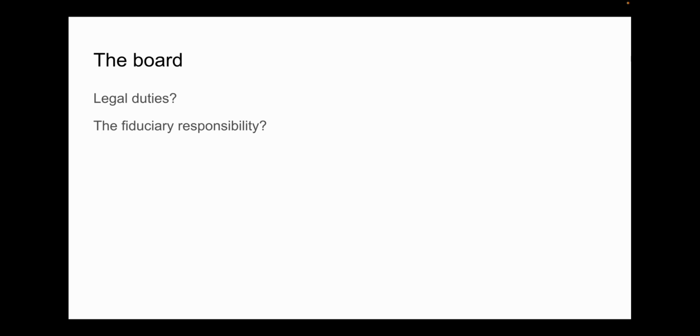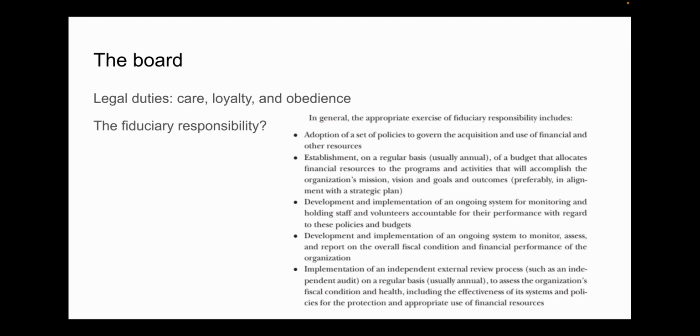If you had a chance and were asked to serve on a nonprofit board, you also need to realize that you have some legal duties as well as fiduciary responsibilities. The legal duties to the nonprofit organization are that you need to be caring, loyal, and obedient.